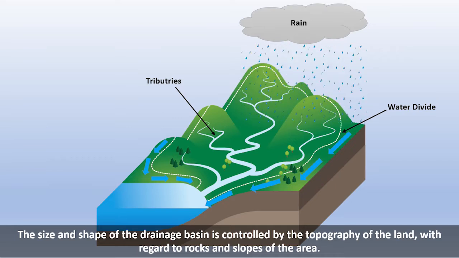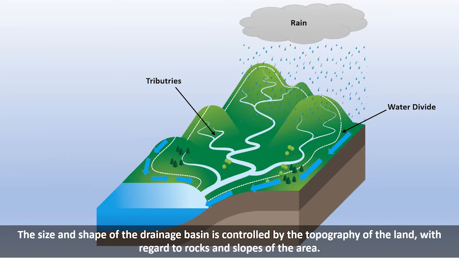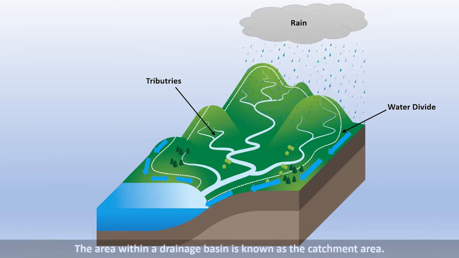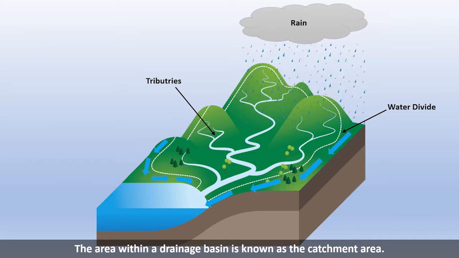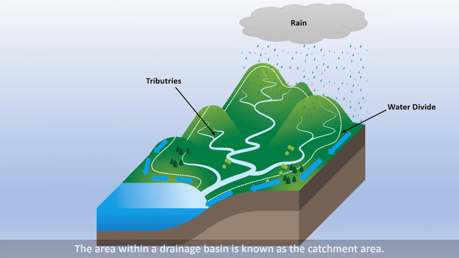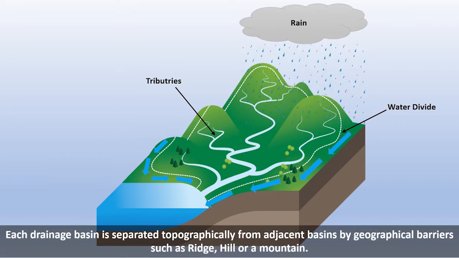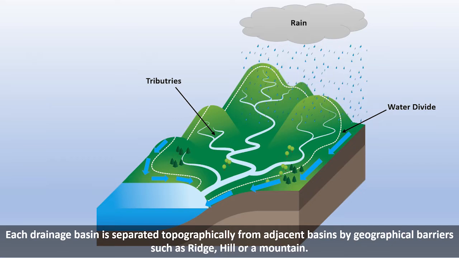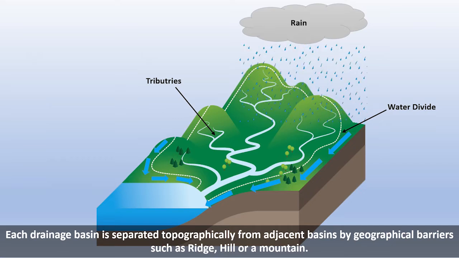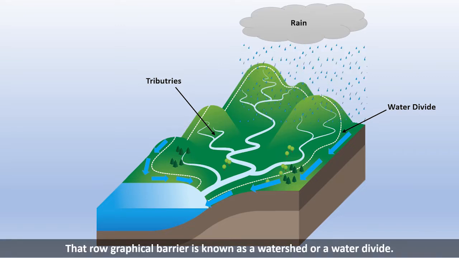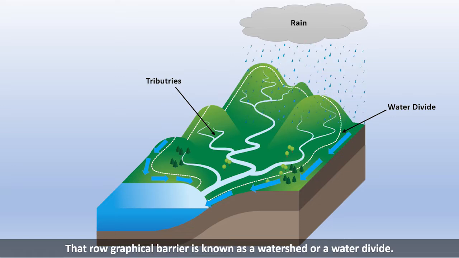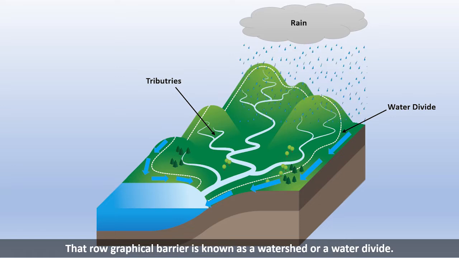The dimensions of the drainage are dependent on and can be controlled by the topography or the structure of the land. Topography means the amount of slopes, stones, etc. lying below the flowing river. The area surrounding the drainage basin is called a catchment area. The drainage basins are separated by topographical features like ridges, hills or mountains. It is known to form geographical barriers. These geographical barriers can be called watersheds or water divides.